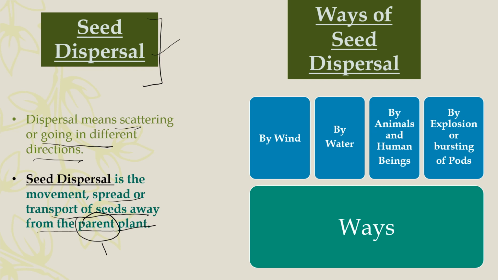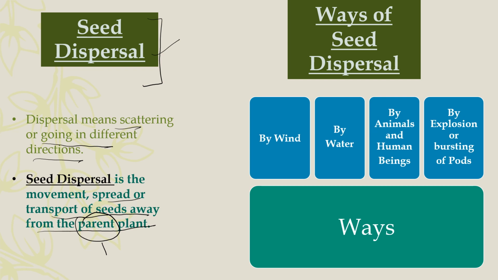That means the plant whose seeds are scattered is the parent plant. So the scattering of seeds is called seed dispersal. The seeds are dispersing, meaning scattering, they are going in different directions. So that is called seed dispersal.